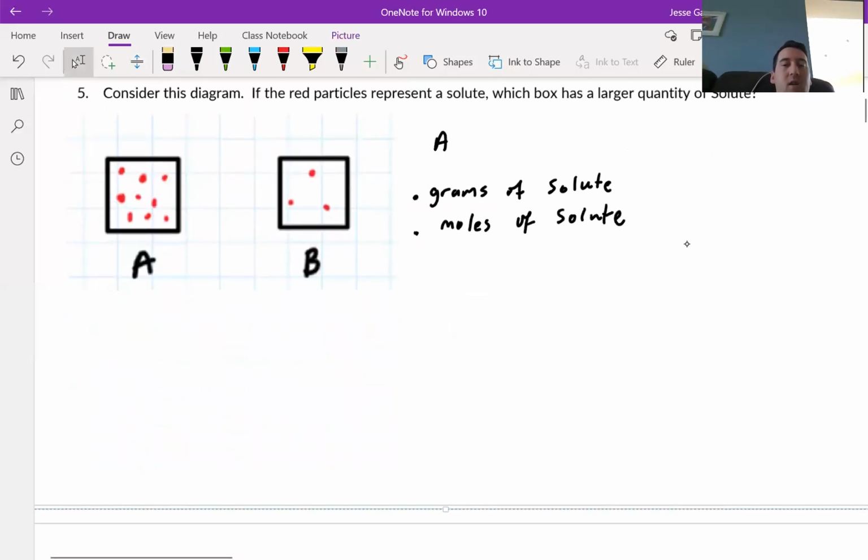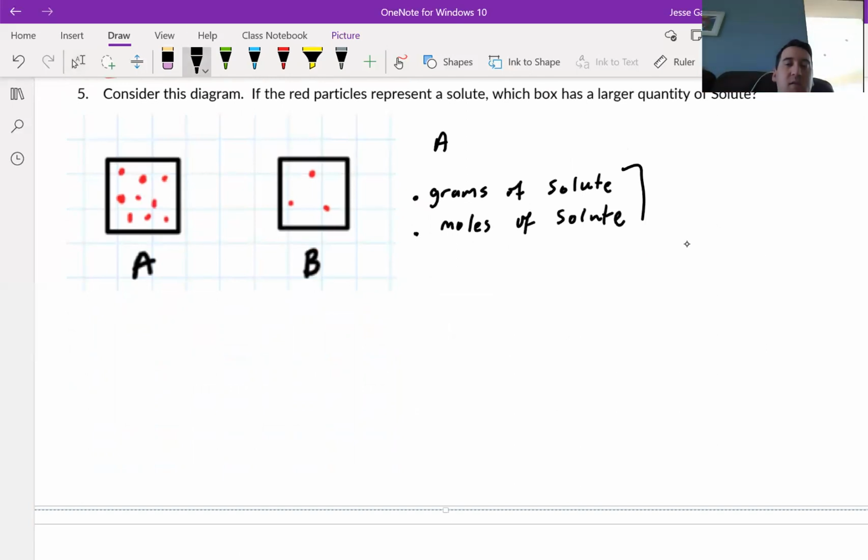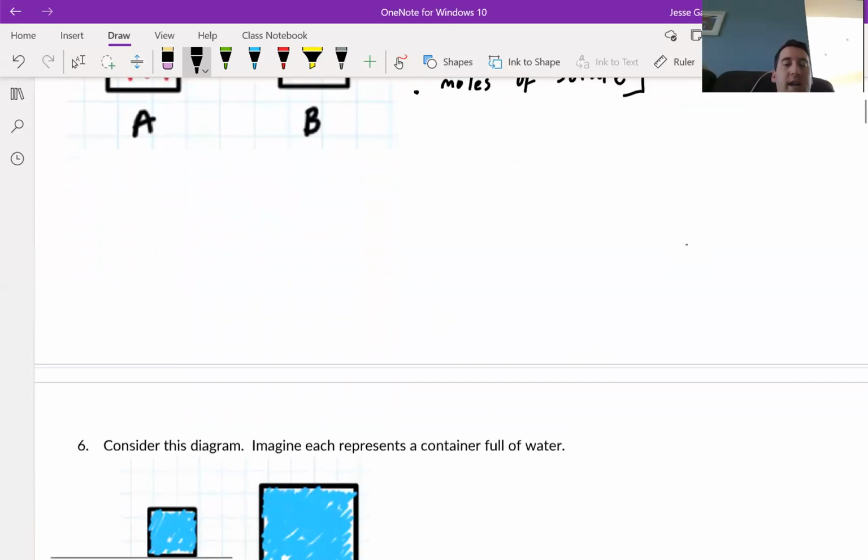All right, so that was a quick recap, and seeing straight away how our idea of stoichiometry and moles is linked to quantities of solute. All right, on to the next bit.